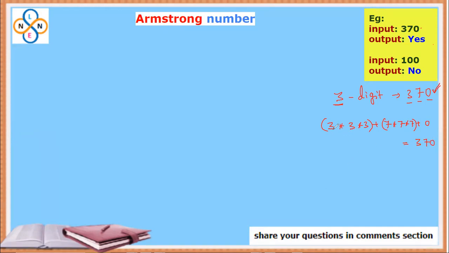So in this example, what is 3 into 3 into 3? I mean 3 cube is 27, plus 7 cube is 343, plus 0 doesn't make any difference. So 27 plus 343 is 370, which is the same as our input number. Therefore, we can say 370 is an Armstrong number.